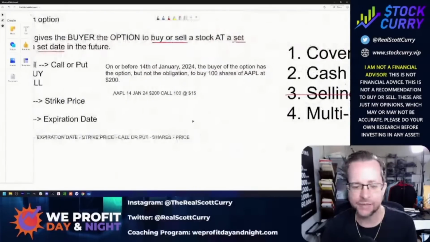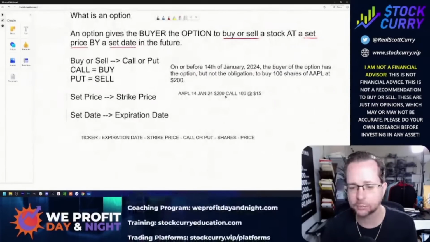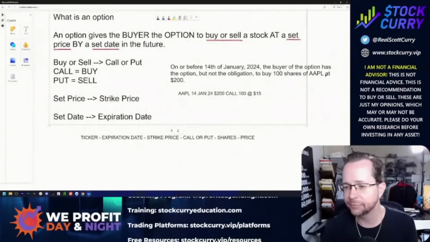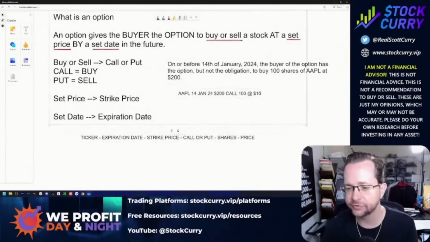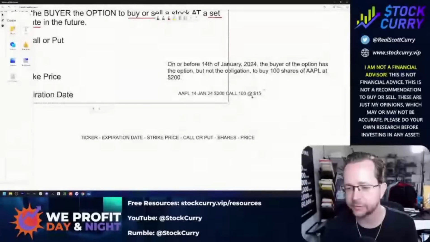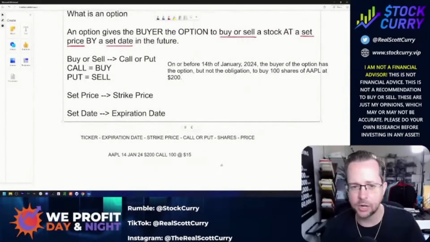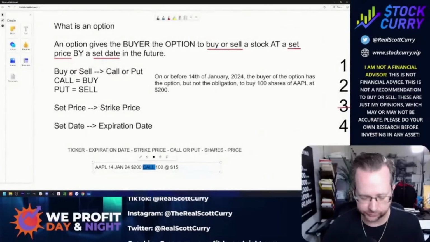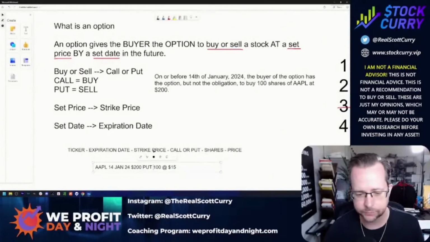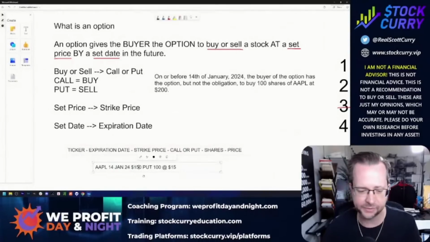Let's do the exact same thing, but let's do it as a put instead of a call. All right. Let's say this was a put, not a call. And let's bring it down, because I know Apple's not trading that high. Let's bring it down to $150.